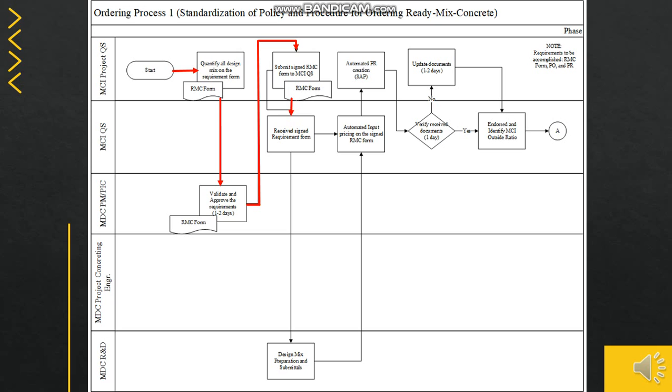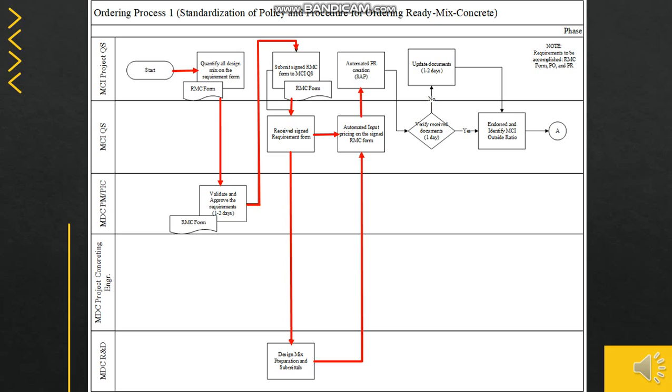The received signed RMC form at MCIQS will be handed over to MDCR and D only if the order design mix is not yet available or if it is a special design. Then, proceed to pricing. However, if it is not a special design, then it will proceed to pricing, which is automated to the system to input undesigned RMC form.